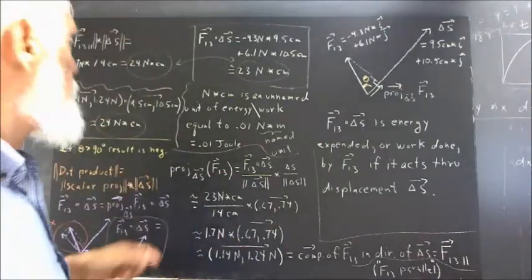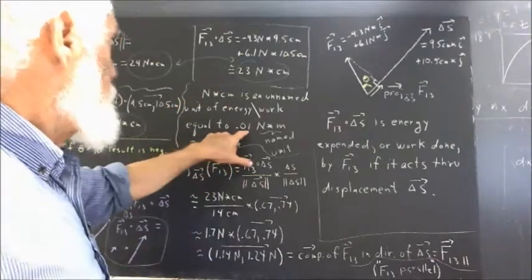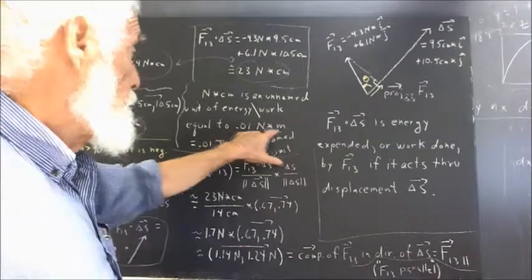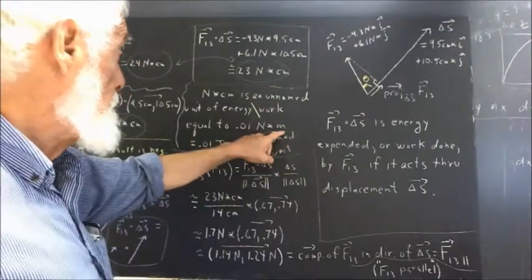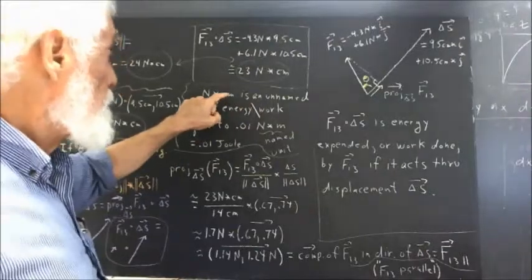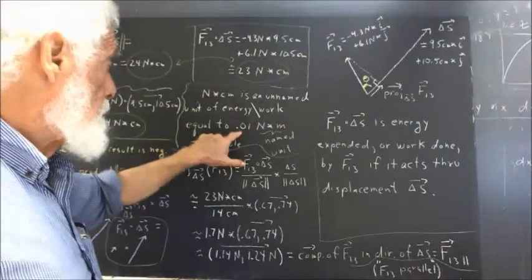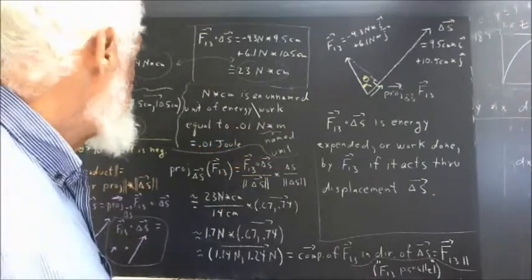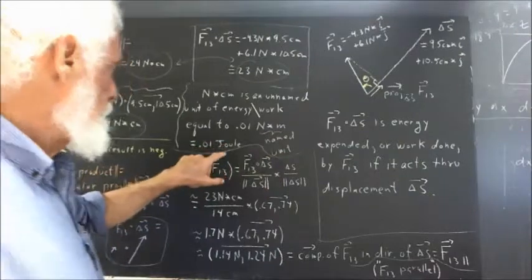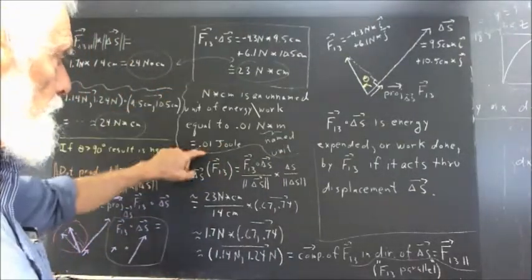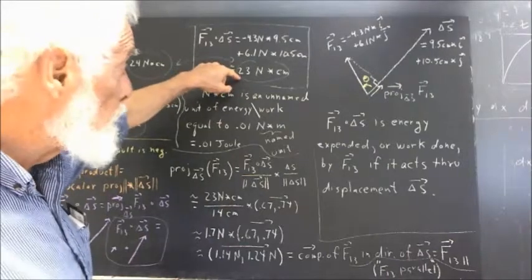Okay, and I'll just say that a Newton centimeter is equal to 1/100th of a Newton meter. And the reason for that is very simple. A meter is 100 centimeters, so a centimeter is 100th of a meter. So this Newton centimeter is 0.01 Newton meters, and this Newton meter is a named unit. We call it the joule. So a Newton centimeter is 0.01 joule, so this would be 0.23 joules.